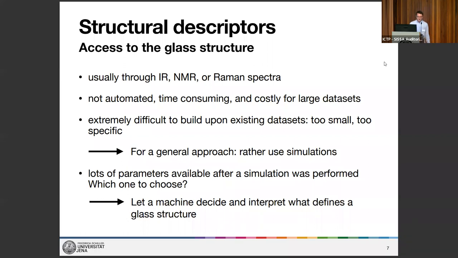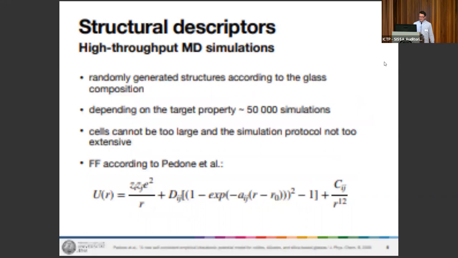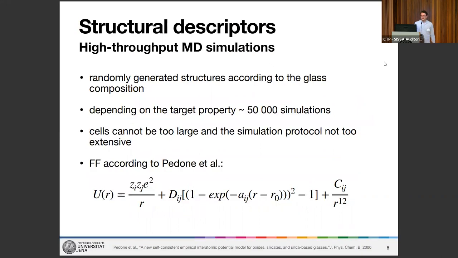So our idea was, why not remove our bias from the equation and let a machine decide to interpret what defines a glass structure. But first I want to talk about the simulations, of course. We are using MD simulations to build, next to the experimental data pipeline, a simulation data pipeline that is continuously feeding our database with information.